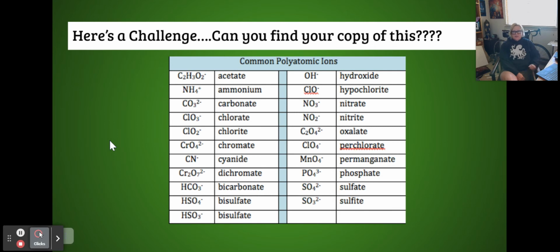So like I said, here's your challenge. I would pause your video and definitely take a look for this. Can you find your polyatomic ion table? If you can't, no worries about that. You can print it off. If you need a copy, you can come and get it in person. And if you are a remote C person, I will put it in the pickup box outside of the school.